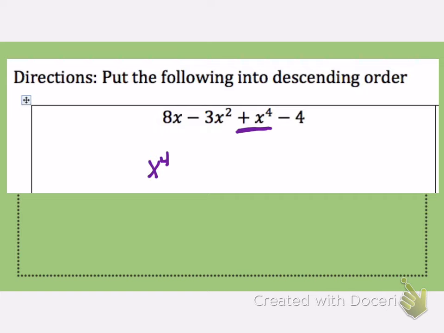And then we look for the next one. The next lower, or the next highest one, would be negative 3x squared. And then we have an exponent of 1 there with the plus 8x. And then we have no variable term at all with a power, and the constant goes last.